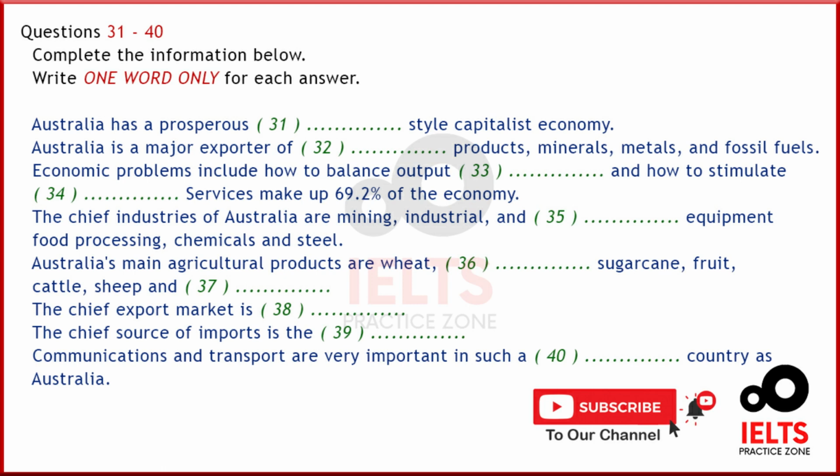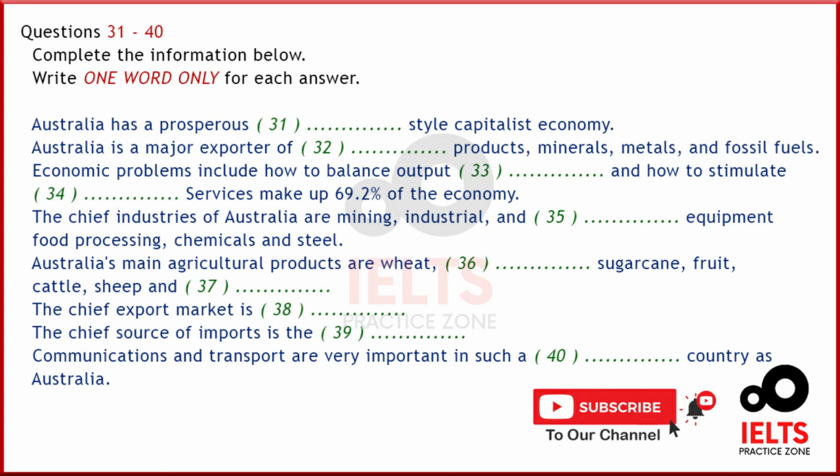Right, let's turn to the Australian economy. Australia has a prosperous Western-style capitalist economy. Australia is a major exporter of agricultural products, minerals, metals, and fossil fuels. Commodity prices have a big impact on the economy. Australia suffered from the low growth and high unemployment typical of the OECD countries in the early 1990s, but the economy has expanded at reasonably steady rates in recent years. In addition to high unemployment, short-term economic problems include how to balance output and inflation and how to stimulate exports.